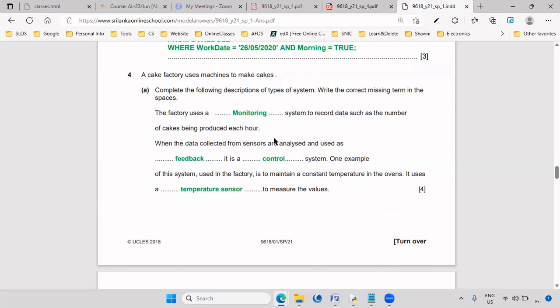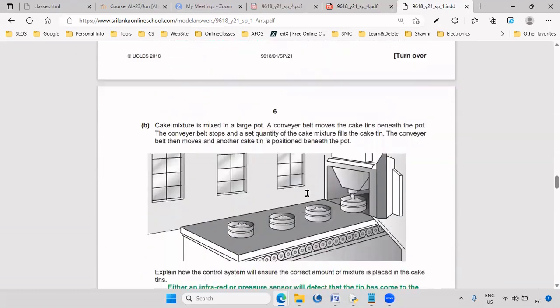When the data collected from sensors are analyzed and used as feedback, it is a control system. If there's no feedback, it's only a monitoring system. But since there is a feedback, it's a control system. One example of this system used in the factory is to maintain a constant temperature in the ovens. It uses a temperature sensor to measure the values. Sensors only measure values.